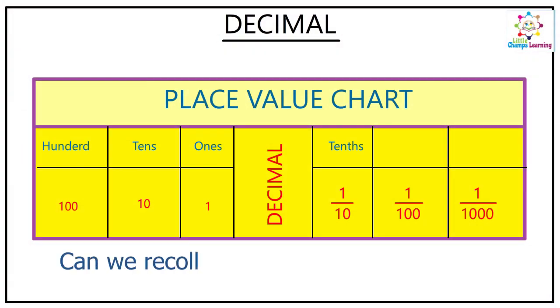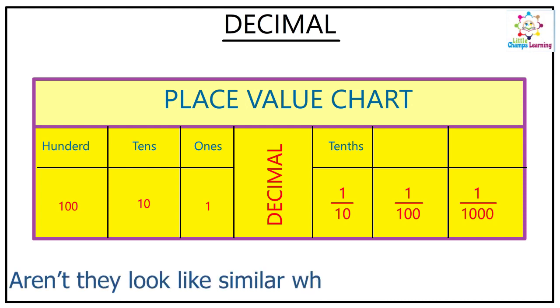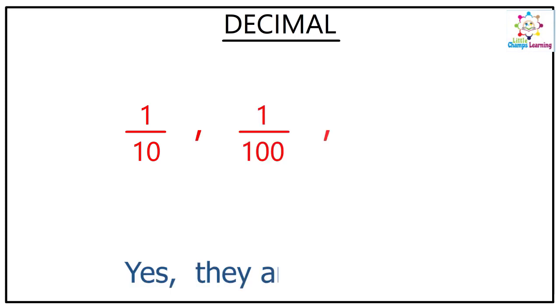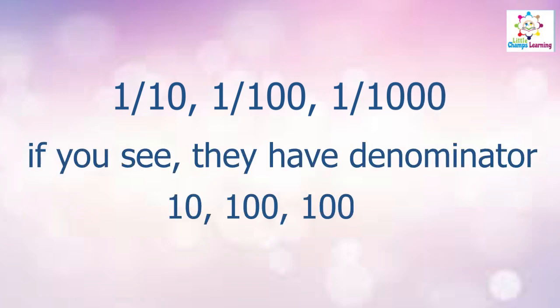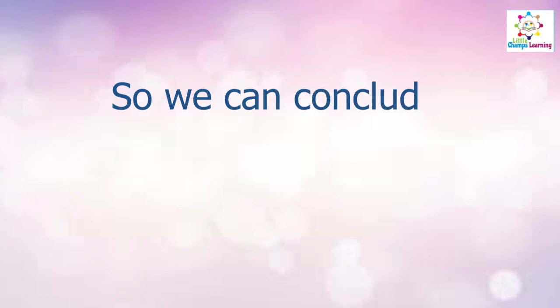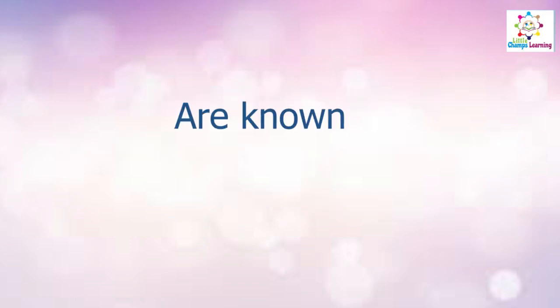Can we recollect something when we see 1 over 10, 1 over 100 and 1 over 1000? Don't they look similar to what we have learned before? Yes, they are fractions. 1 over 10, 1 over 100 and 1 over 1000 have denominators 10, 100 and 1000. So we can conclude that fractions having denominators 10, 100 and 1000 are known as decimal numbers.